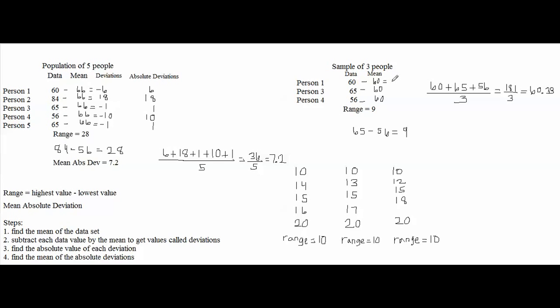60 minus 60 is 0. 65 minus 60 is 5. And 56 minus 60 is negative 4. These are our deviations. I'll just write DEV.